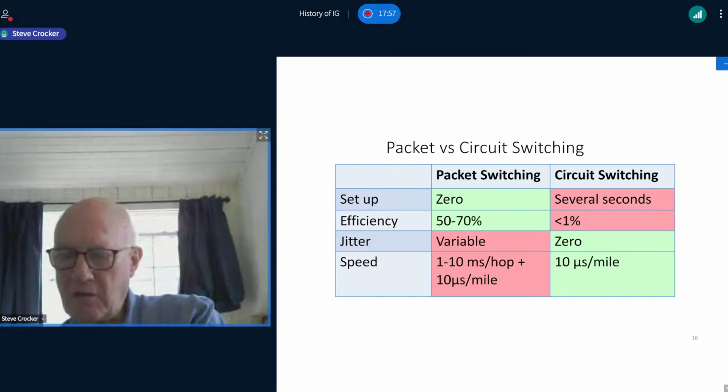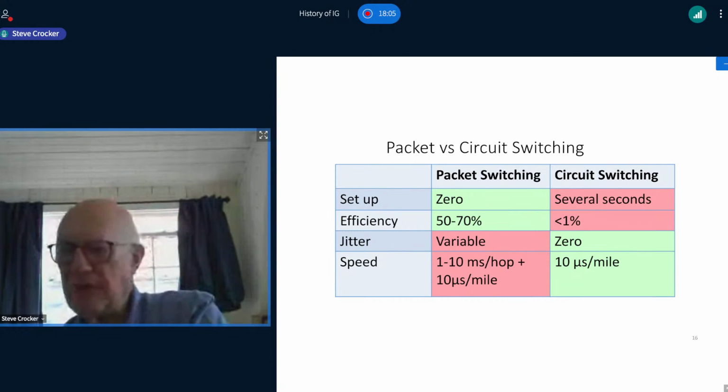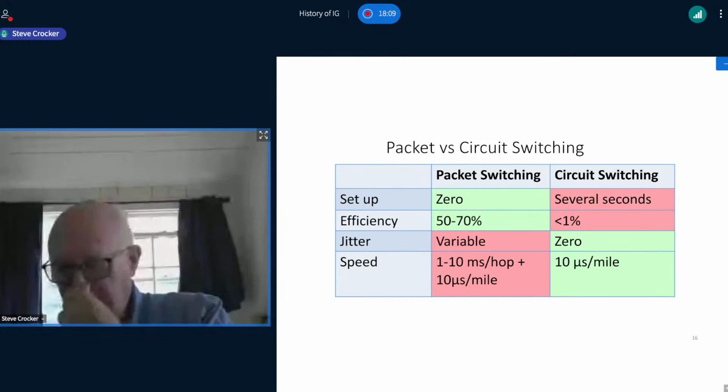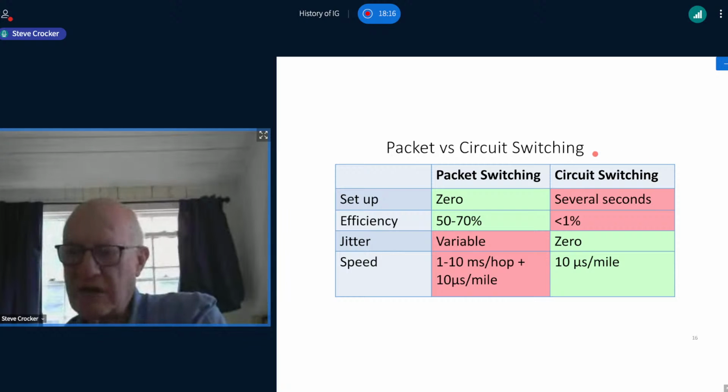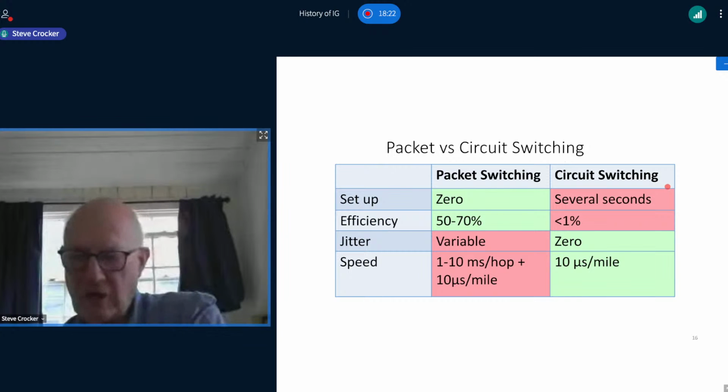So a bit more about packet switching versus circuit switching. On the left, well, on the right, let me start there. When you make a phone call, it typically takes several seconds to initiate the call. And if you're using it for interactive data communication, the amount of data that you're actually putting on the line compared to the amount of time that is there is a very, very small fraction of the total, typically on the order of 1% or less.